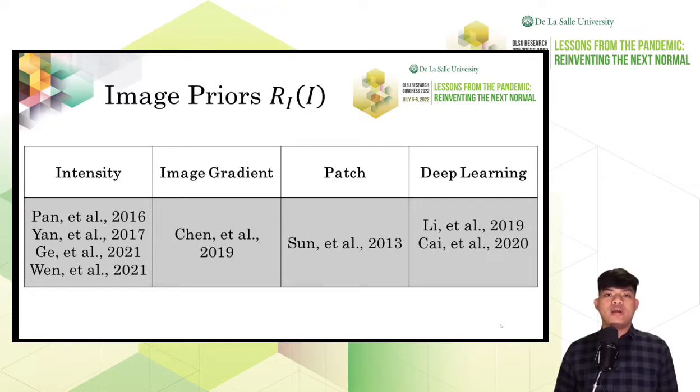2021. Apart from relying on intensity priors, other approaches also make use of image gradients by asserting that sharp images have stronger gradients, by Chen et al. 2019. A patch prior that compares image patches with a set of primitive patches was also proposed by Sun et al. 2013. Some deep learning based priors were also tackled by Li et al. 2019 and Kai et al.